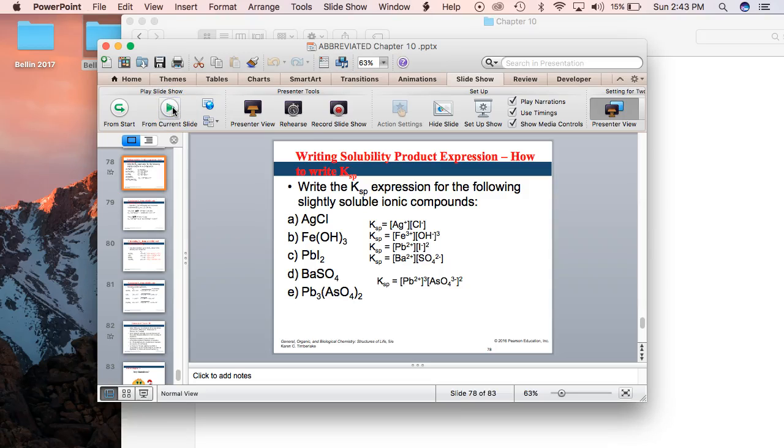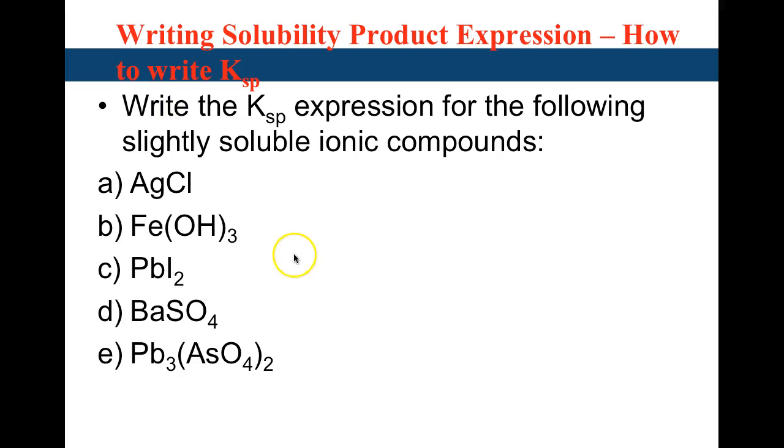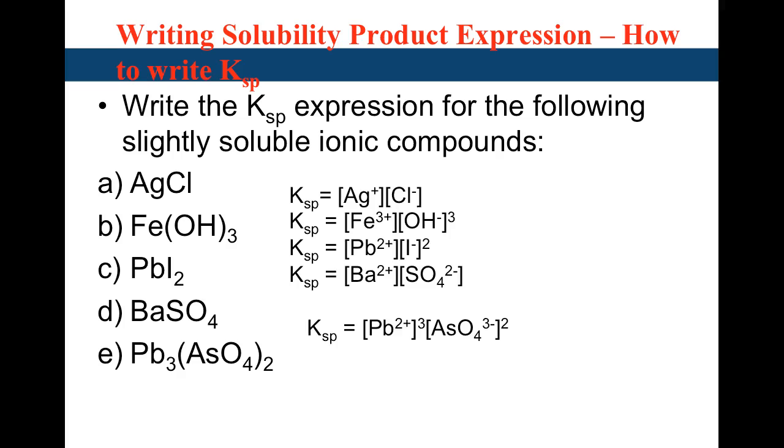All right, we go over this part one more time. Writing the solubility product. When you have two ions, the cation and anion, it's pretty simple.